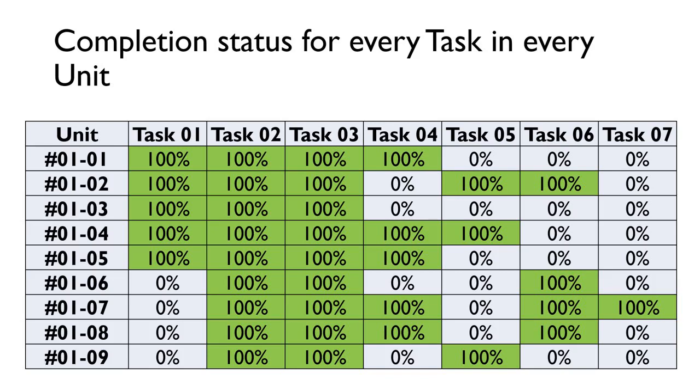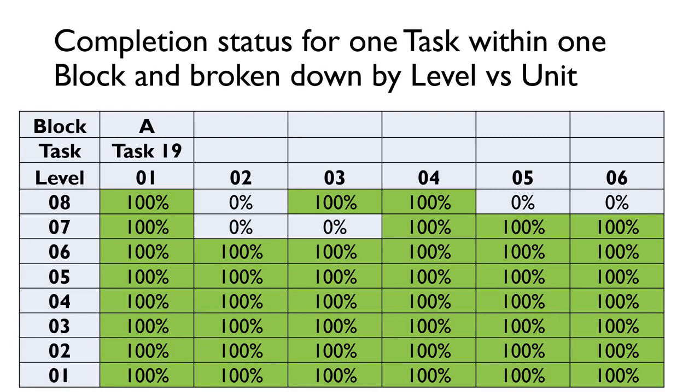A matrix of apartment unit versus task can be used to show the completion status of every task for every unit. Color code can be formatted to highlight the cells of all those completed units and tasks. A different structure can be adopted to change the focus to be on just one task within one block, with the matrix format using level and unit number breakdown.